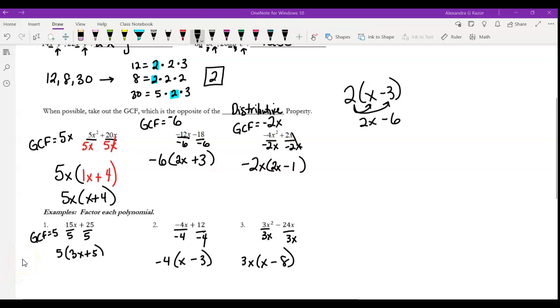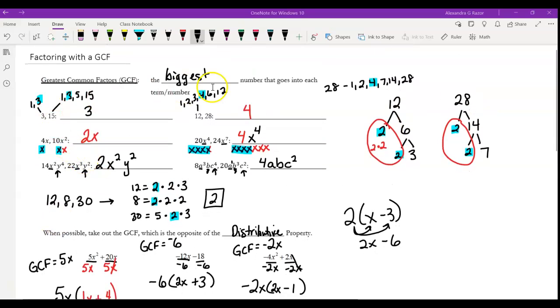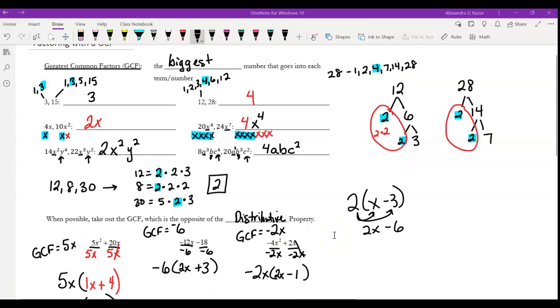So remember, to find a GCF, you can either list them out like I did on these first couple and find the biggest number, or you could do factor trees. You have to do whatever is easiest for you.